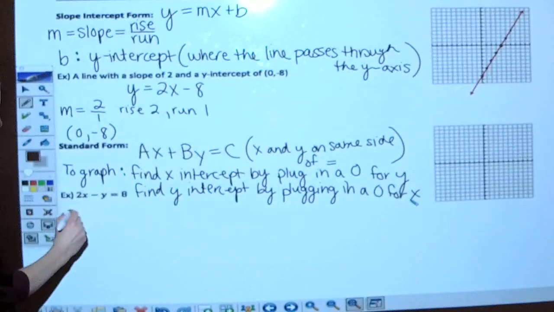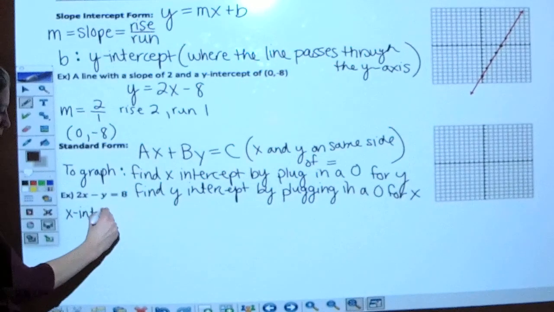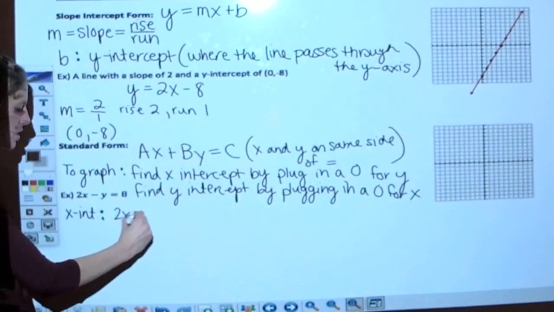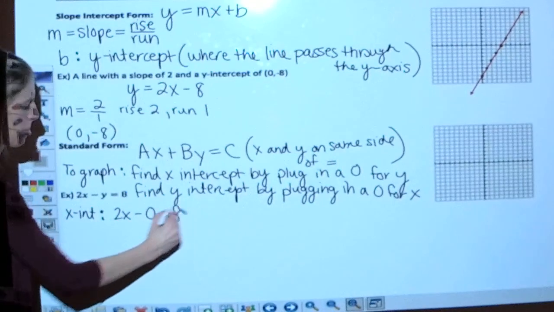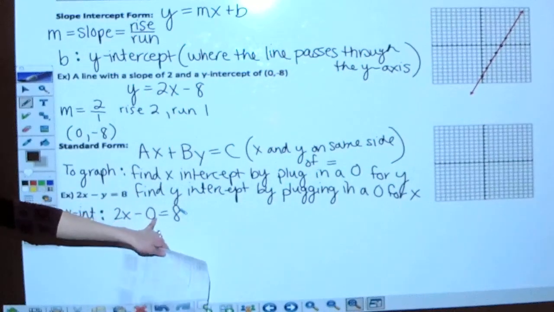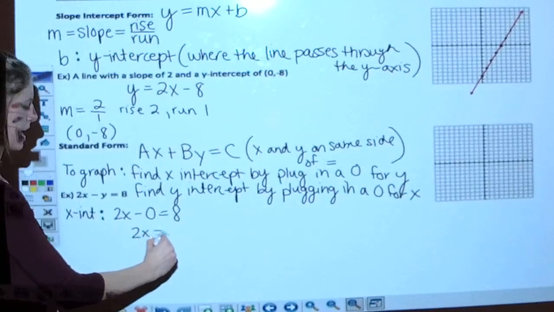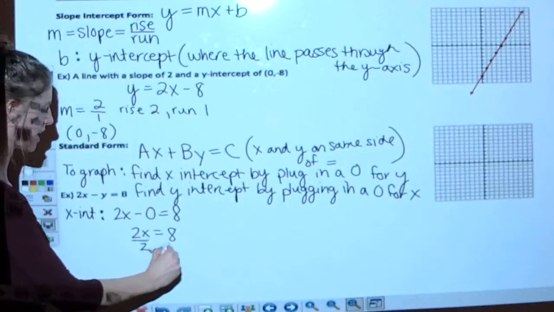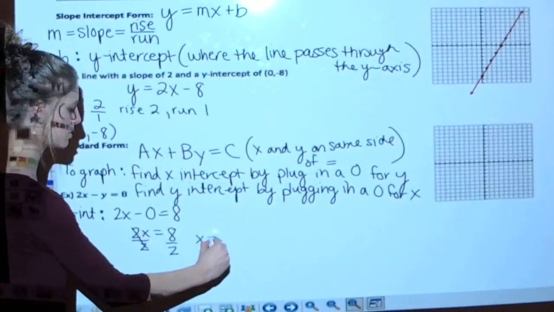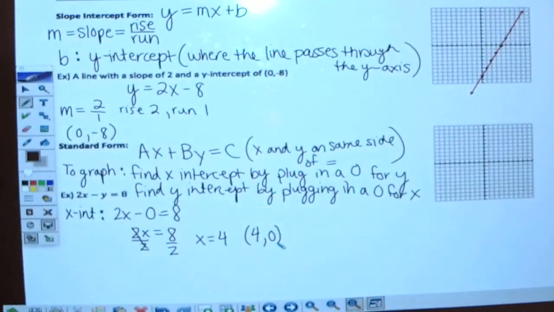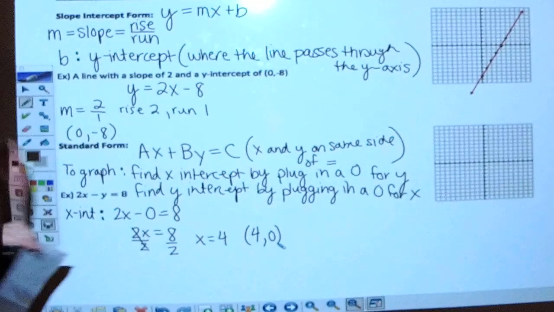And so what I'm going to do is find my x-intercept first. So again, replace y with 0. So anywhere there's a y, I'm going to put a 0. Because this is going to tell me the point. 0, 2x. And what does x equal in that equation? 4, because we divide by 2. Okay, so x equals 4. That means my x-intercept is 4, 0. It's a point on the x-axis. So we can go ahead and make that point.